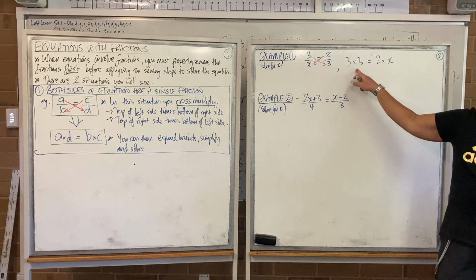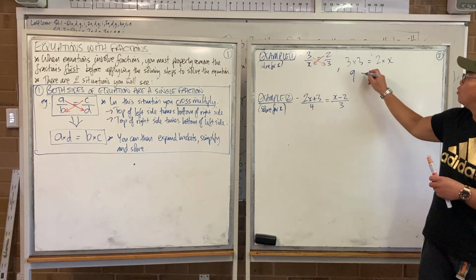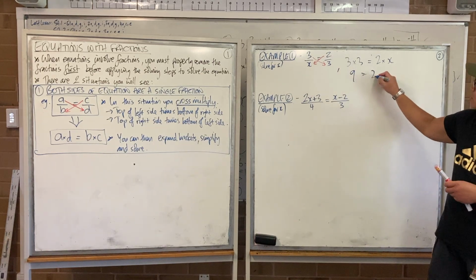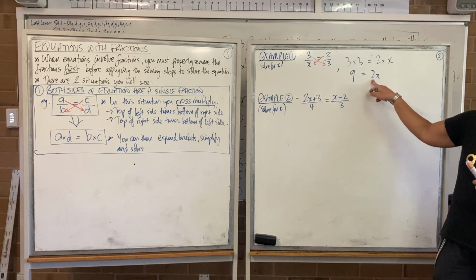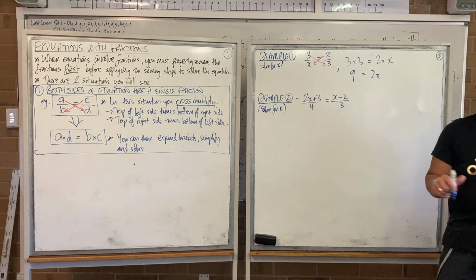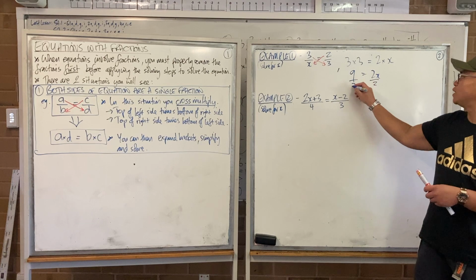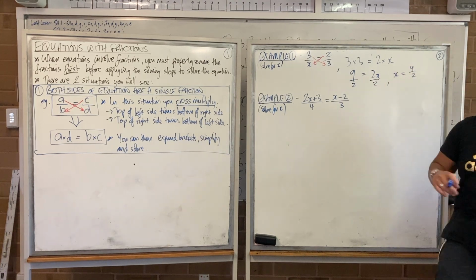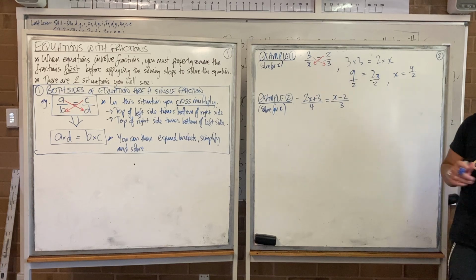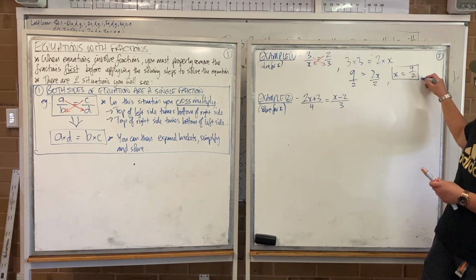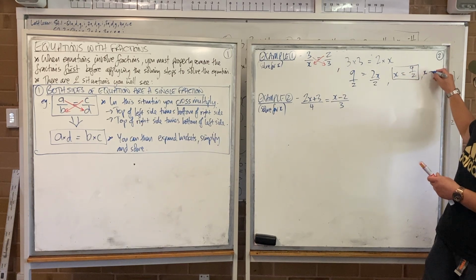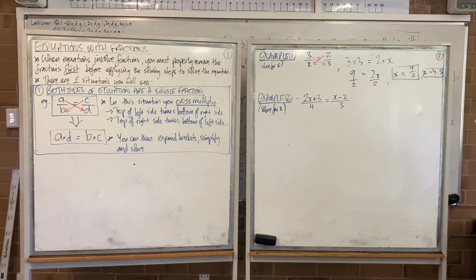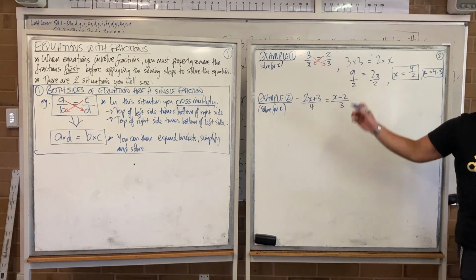What is 3 times by 3? 9. What is 2 times by x? What's the 2 doing to x? What's the opposite of timesing by 2? Divide both sides by 2. So your x is going to be 9 over 2. Does that cancel down at all? No. I wouldn't mark you down if you said x is equal to 4.5, because that is a correct statement. Okay? That's cross multiplication.